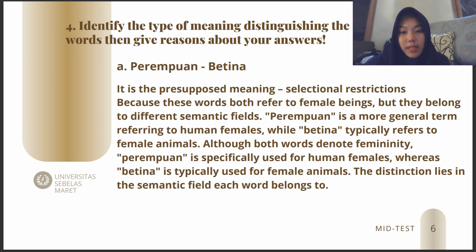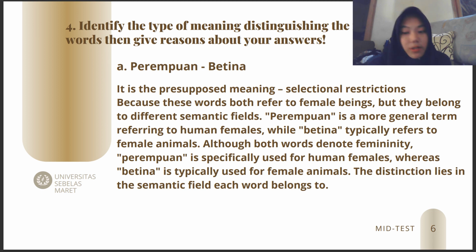Next, question number 4. Identify the type of meaning distinguishing the following pair of words, then give the reasons for your answers. Point A. Perempuan and betina. It is the presupposed meaning, and this is the selectional restrictions, because these words both refer to female beings, but they belong to different semantic fields.